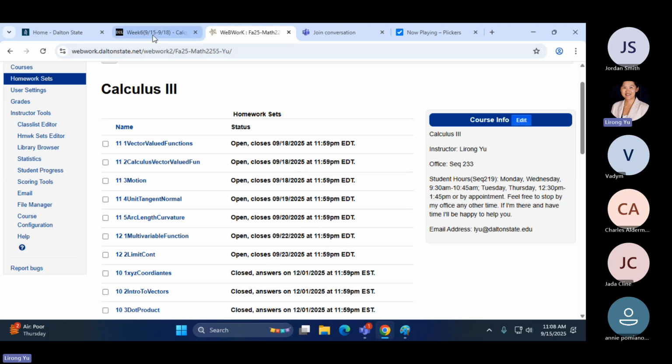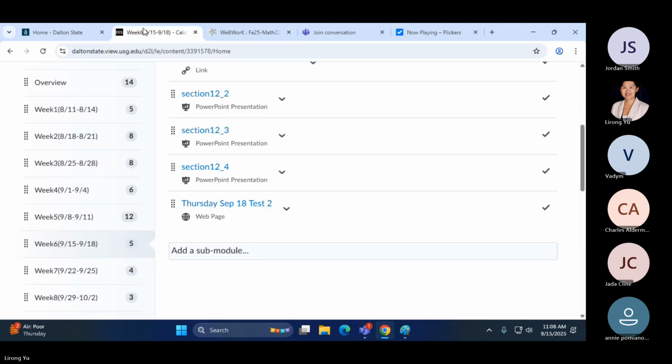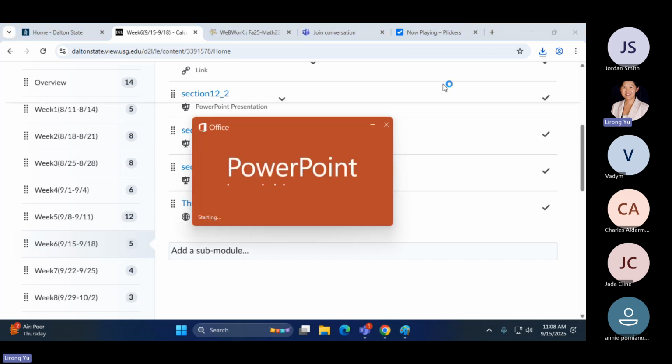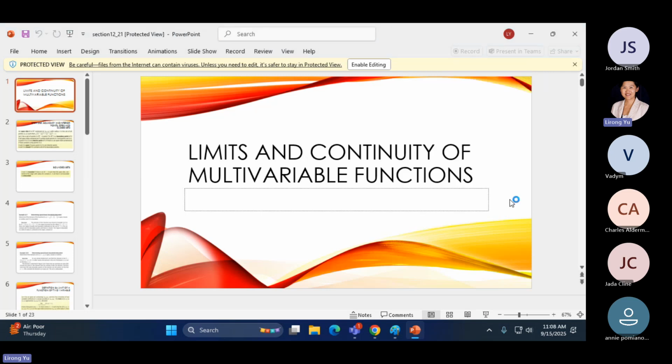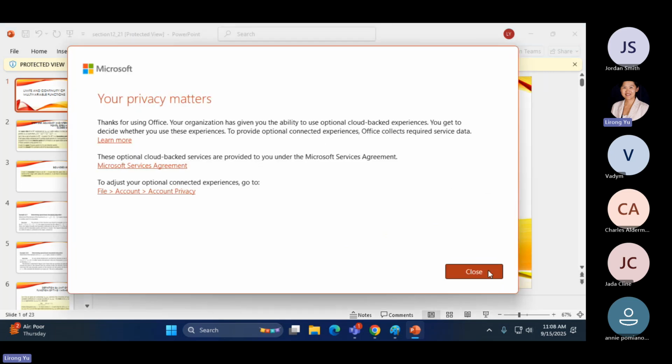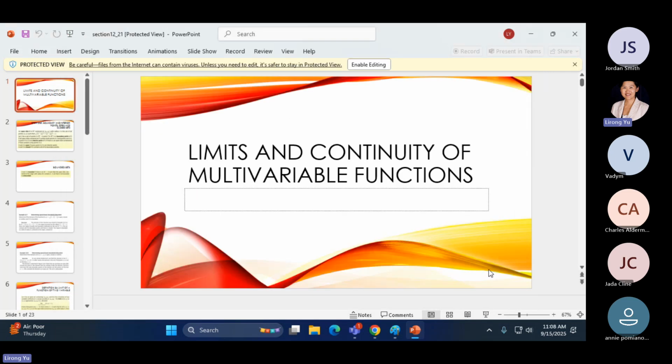Right, we're gonna move on to chapter 12, and today we're gonna continue with 12.2. Last time we introduced multivariable functions, so here we're gonna talk about, now that we know what a multivariable function is, how do we do calculus with it.